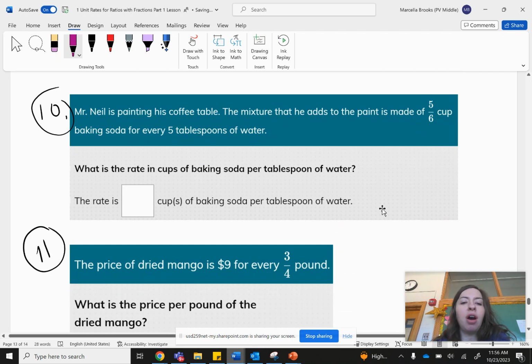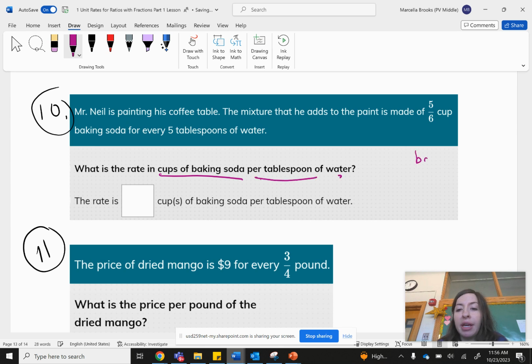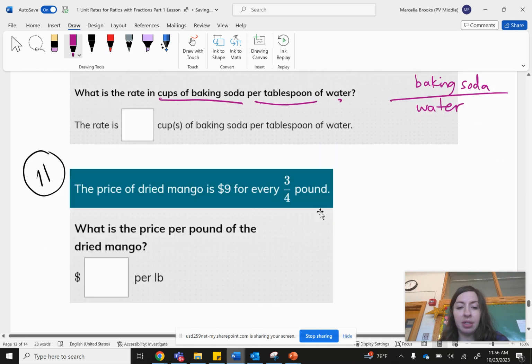Mr. Neal is painting his coffee table. Ooh, I'm running out of breath. Here we go. Mr. Neal is painting his coffee table. The mixture that he adds to the paint is made up of 5/6 a cup of baking soda for every 5 tablespoons of water. What is the rate in cups of baking soda per tablespoon of water? So baking soda's on top, water's on bottom. Plug your numbers in and find the rate.